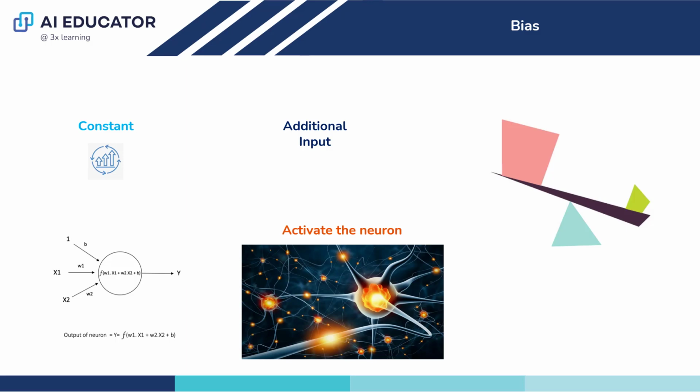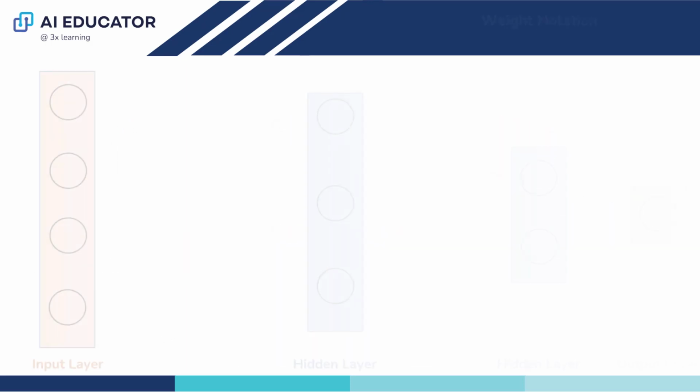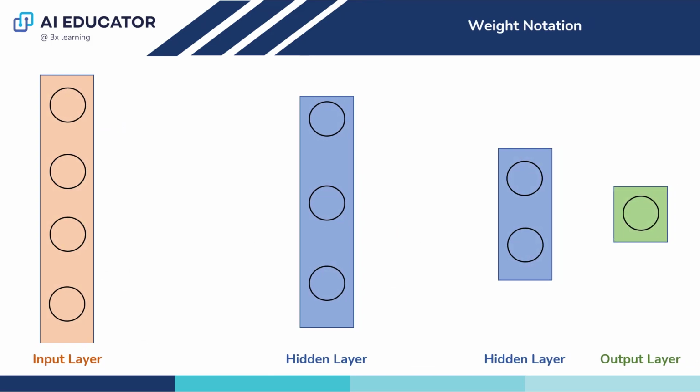Now, let us see the weight notations. Let us consider a neural network with an input layer with 4 nodes, 2 hidden layers where the first one has 3 nodes and the second one has 2 nodes, and an output layer with a single node. In general, the notation of weights will be something like Wijk, where i is the layer where it is present, j is the index of the node where the connection is coming from, and k is the index of the node where the connection is going to.